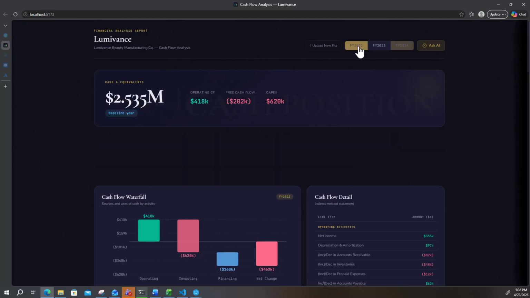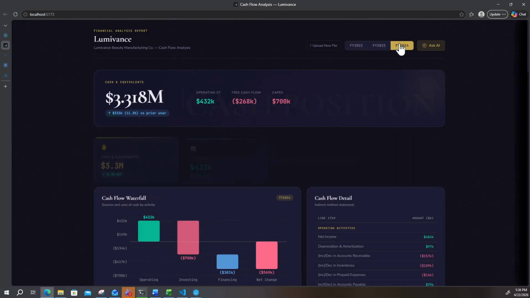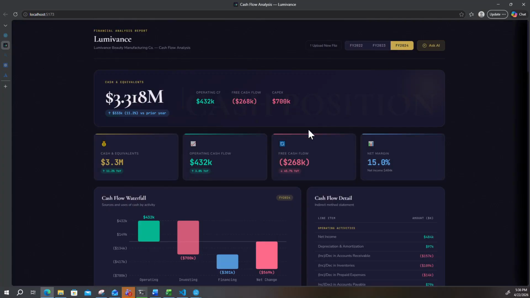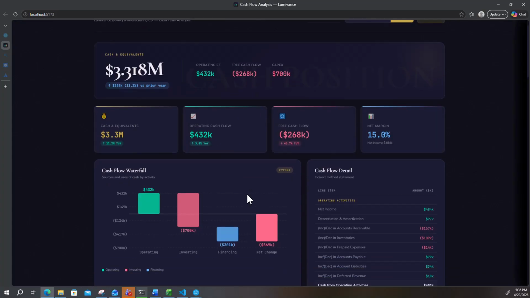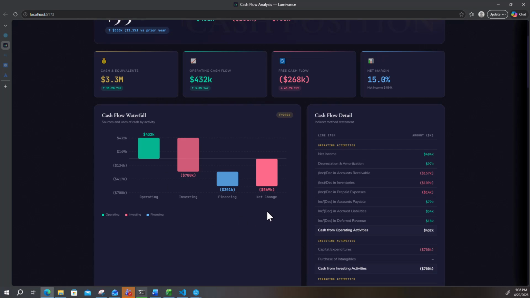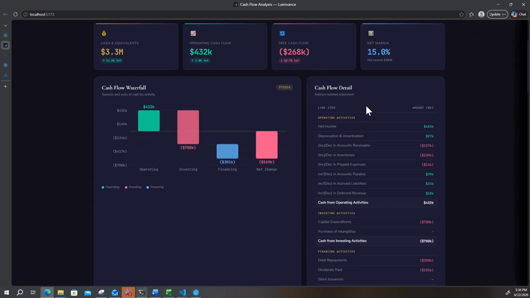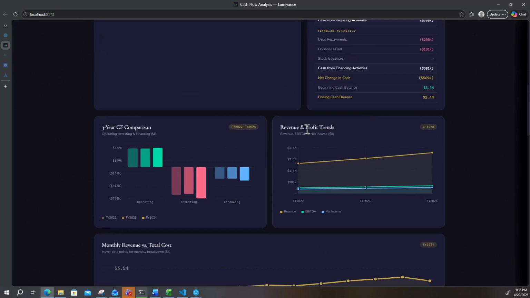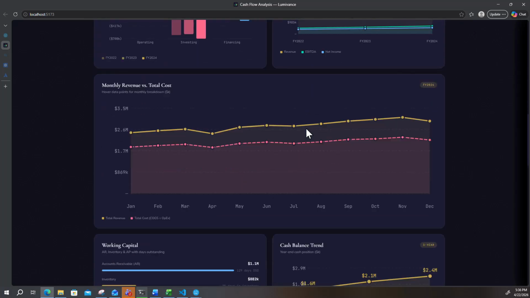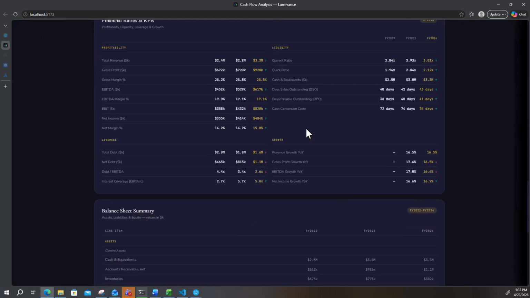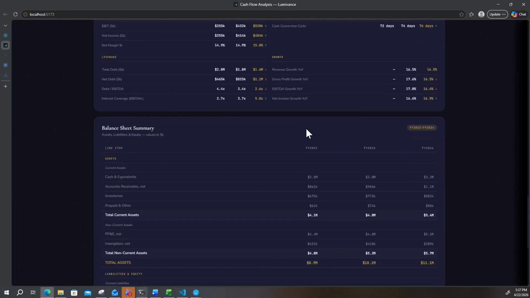You have the past 3 years of financial history in here. You got KPI cards, cash flow waterfall, your cash flow detail, couple trend charts, your ratios and KPIs, and a balance sheet.